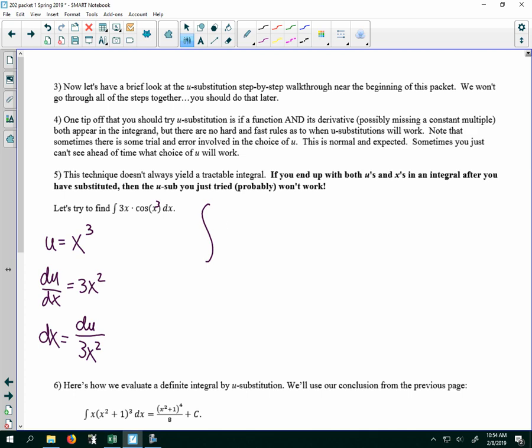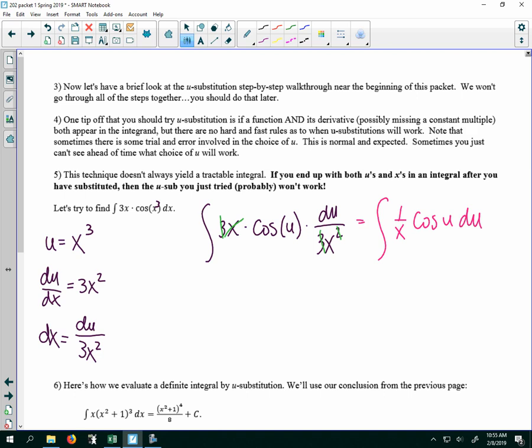So I've got the integral of 3x times the cosine of u times dx, which is du over 3x squared. And then what happens is my 3's cancel, and one of my x's cancels, and my final integral is 1 over x times the cosine of u du. This is not helpful. All my x's didn't go away. So this is just not a u substitution problem.